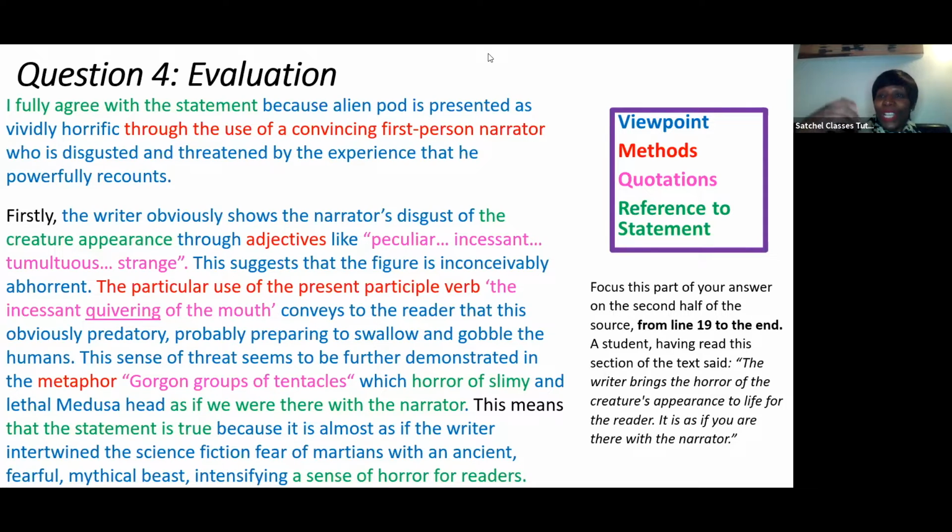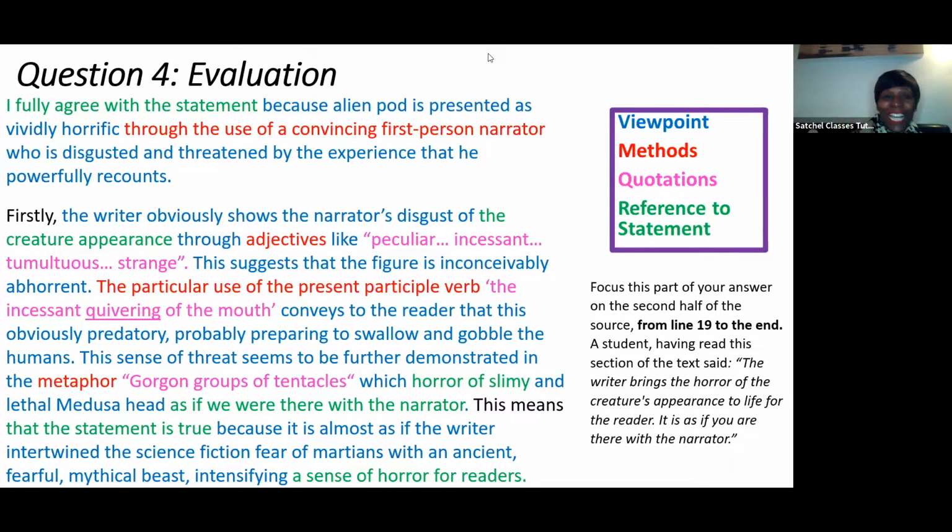But they've used subject terminology. They've talked about the first person narrator, they've talked about adjectives, the present participle verb, and the metaphor. And they've used quotations. They've used a range of quotations, and then they've referred back to the statement at the beginning. They referred back to the statement about the appearance. They've talked about the horror. They've talked about the narrator. They've talked about the statement and the horror again. So referring back to the statement.